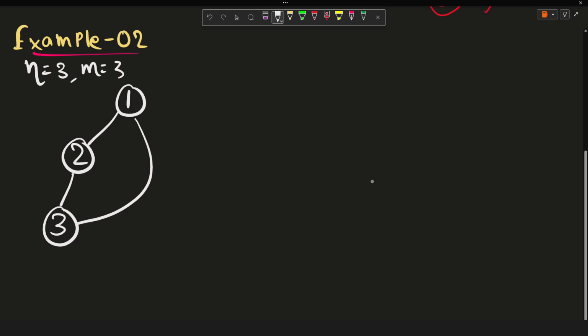Now look at the second example given in the problem statement. So in this example we have 3 vertices and 3 edges between them.